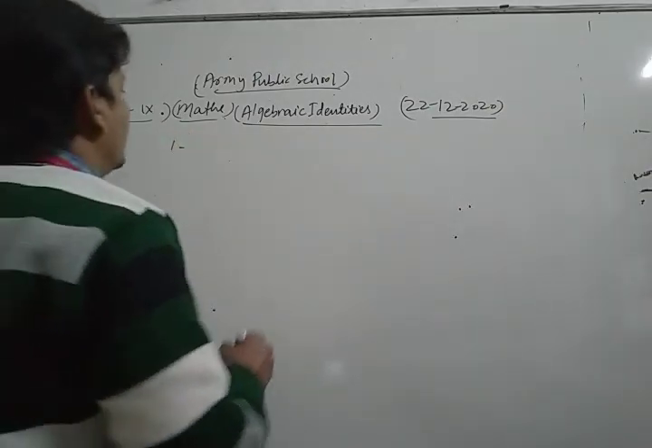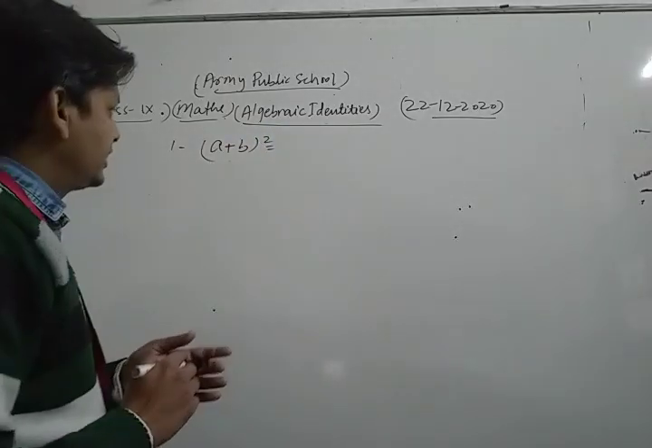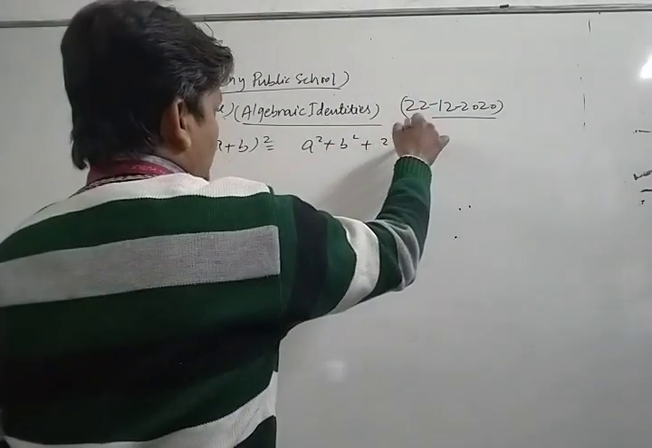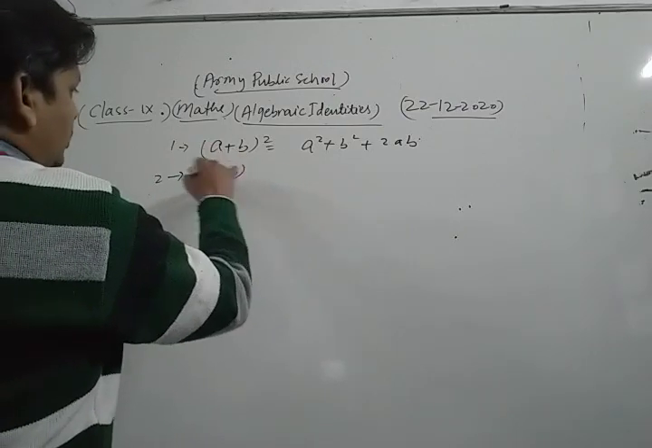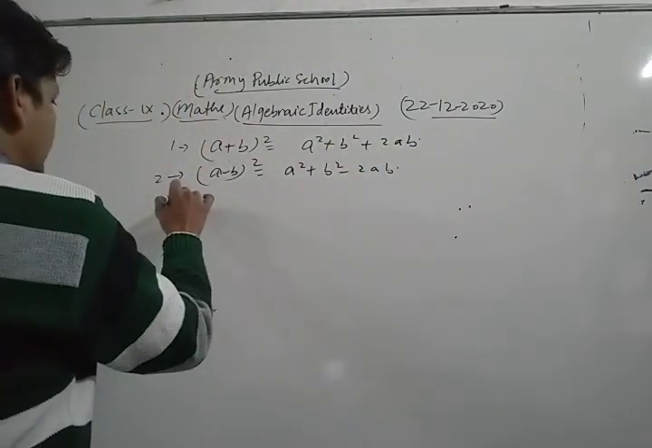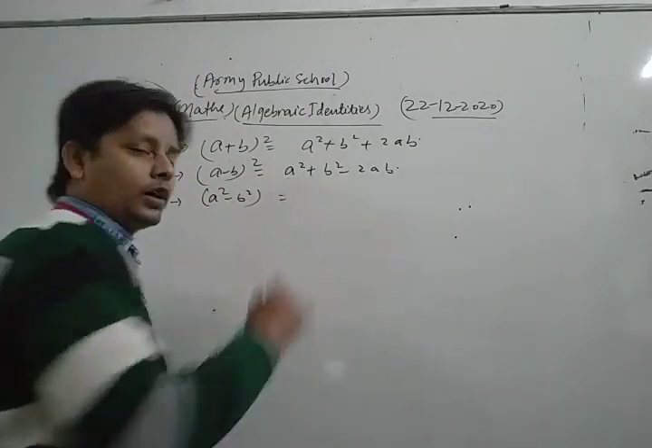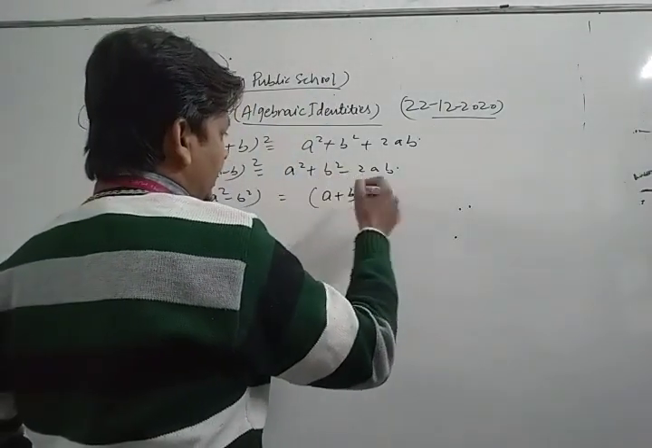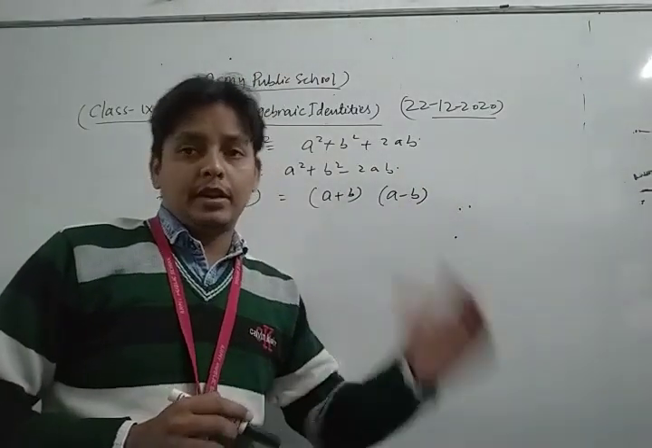The first one is a plus b whole square, which is equal to a square plus b square plus 2ab. Similarly, the second one is a minus b whole square, which is a square plus b square minus 2ab. Third one, dear students, is a square minus b square. The value of a square minus b square is a plus b in one bracket, and in another bracket a minus b. So these are very important algebraic identities.